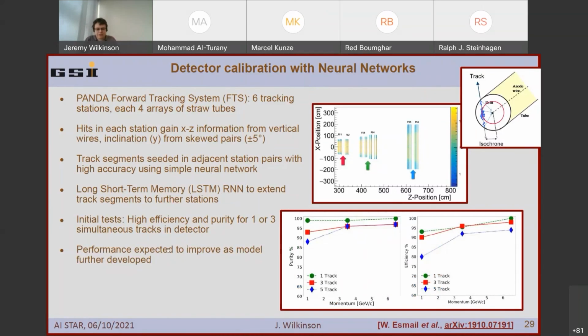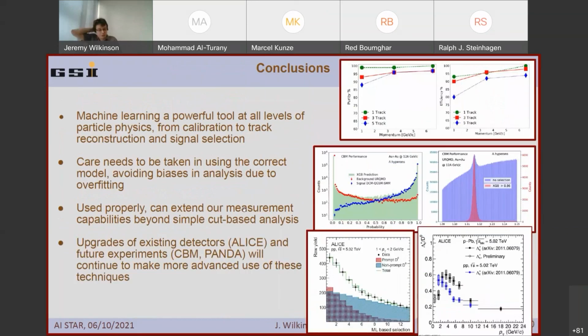Initial tests of this are showing quite high efficiency and purity of the reconstruction for 1 or 3 simultaneous tracks in the detector. And then the performance for larger numbers of tracks is expected to improve as the model is further developed. So this brings me to my summary.